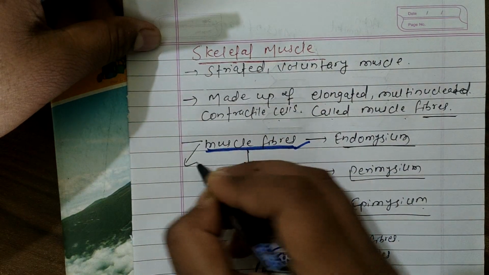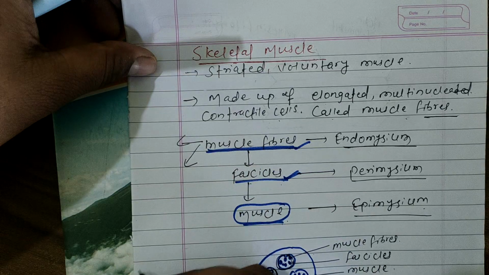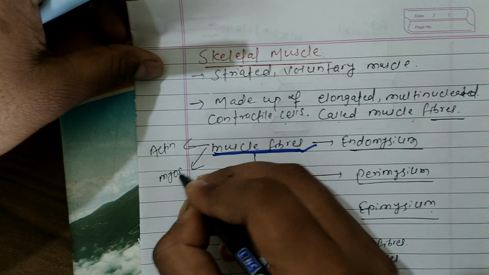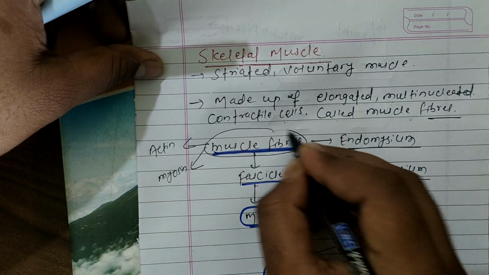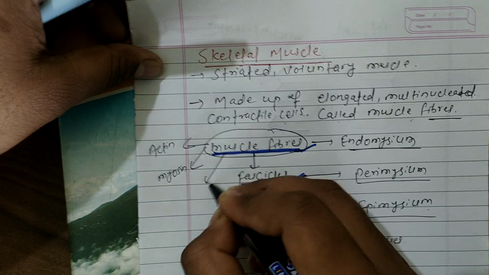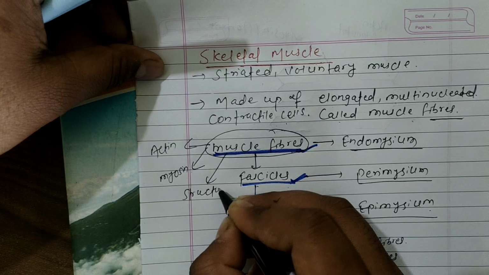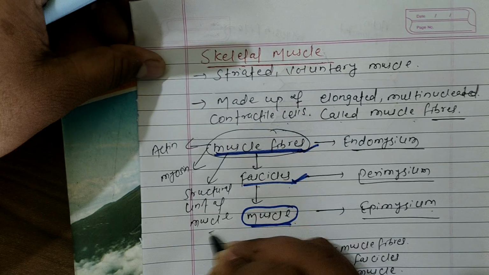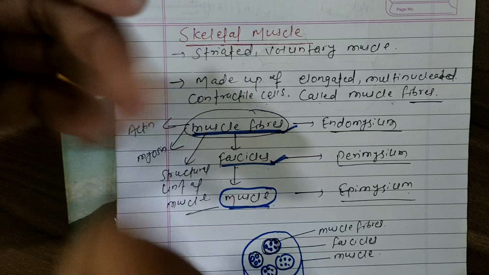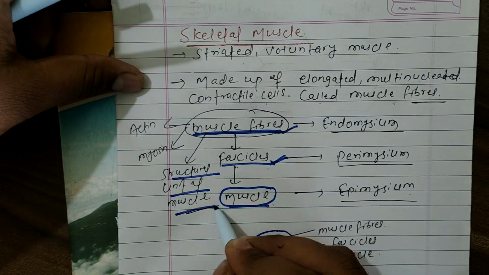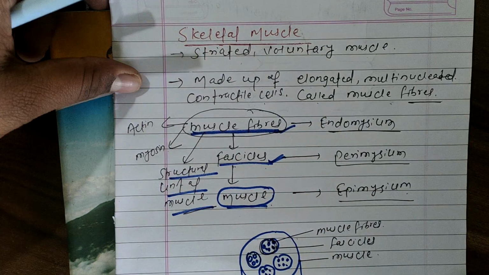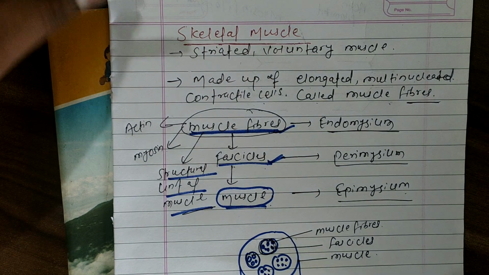The muscle fiber is also made of two types of filaments, that is actin and myosin. So this muscle fiber, or the myofibril, is the structural unit of muscle. And one thing you should know is what the functional unit of the muscle fiber is. After this we will discuss the internal structure of the muscle fiber.